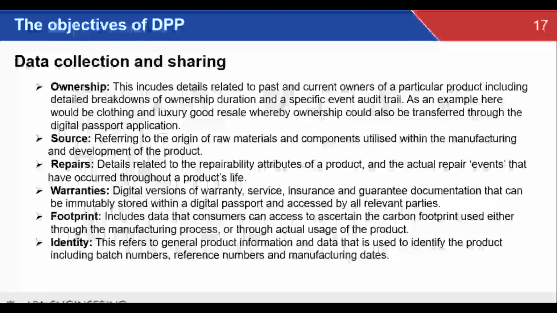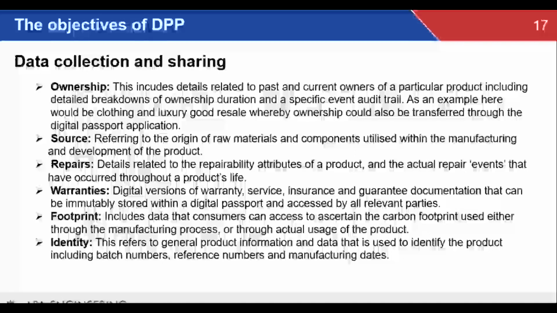Repair: details related to repairability attributes of a product and actual repair events that have occurred throughout the product's life. An example here would be a luxury watch owner who initiates a repair to their item after accidental damage, with all details recorded on the associated digital passport. The next one is warranties: digital versions of warranty, service, insurance, and guarantee documentation.